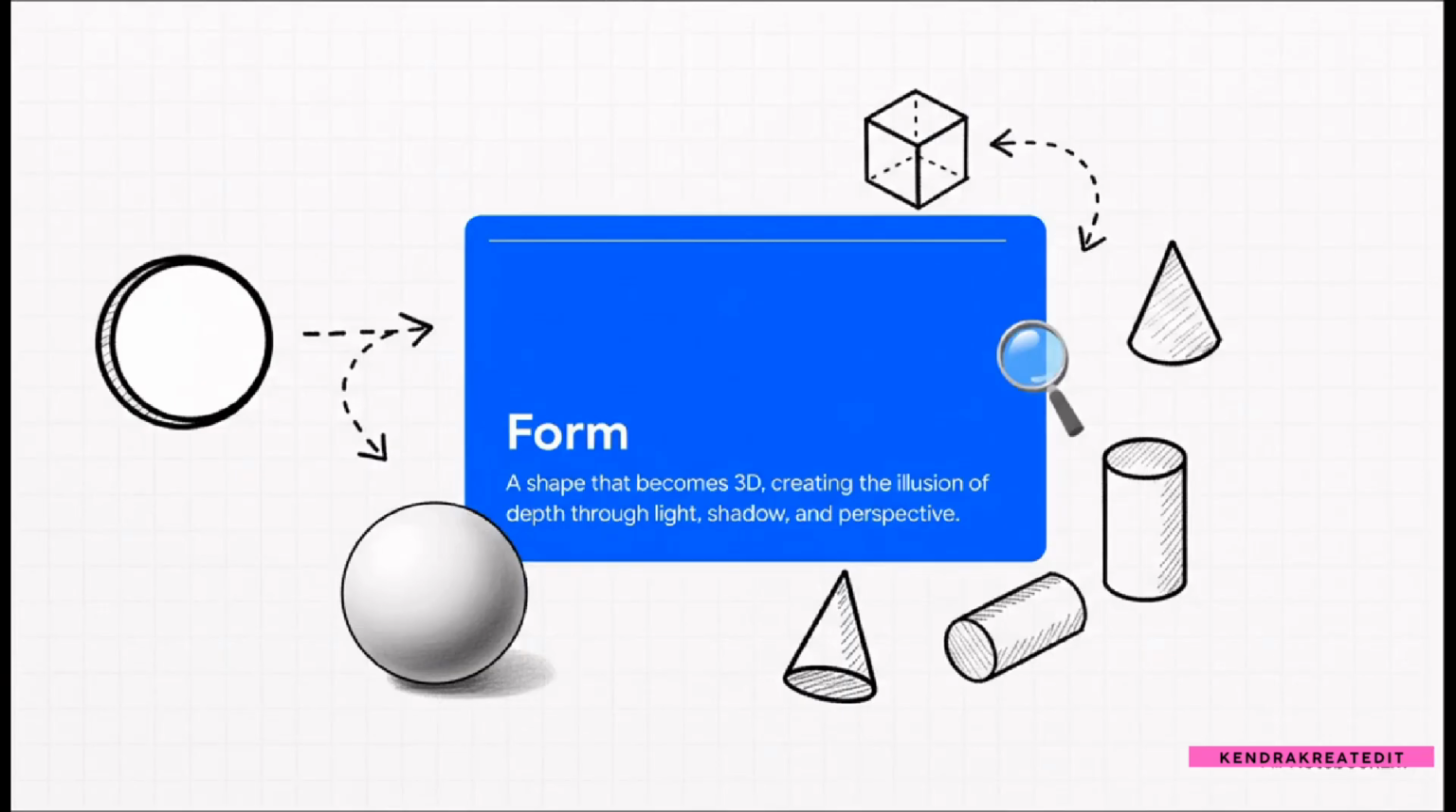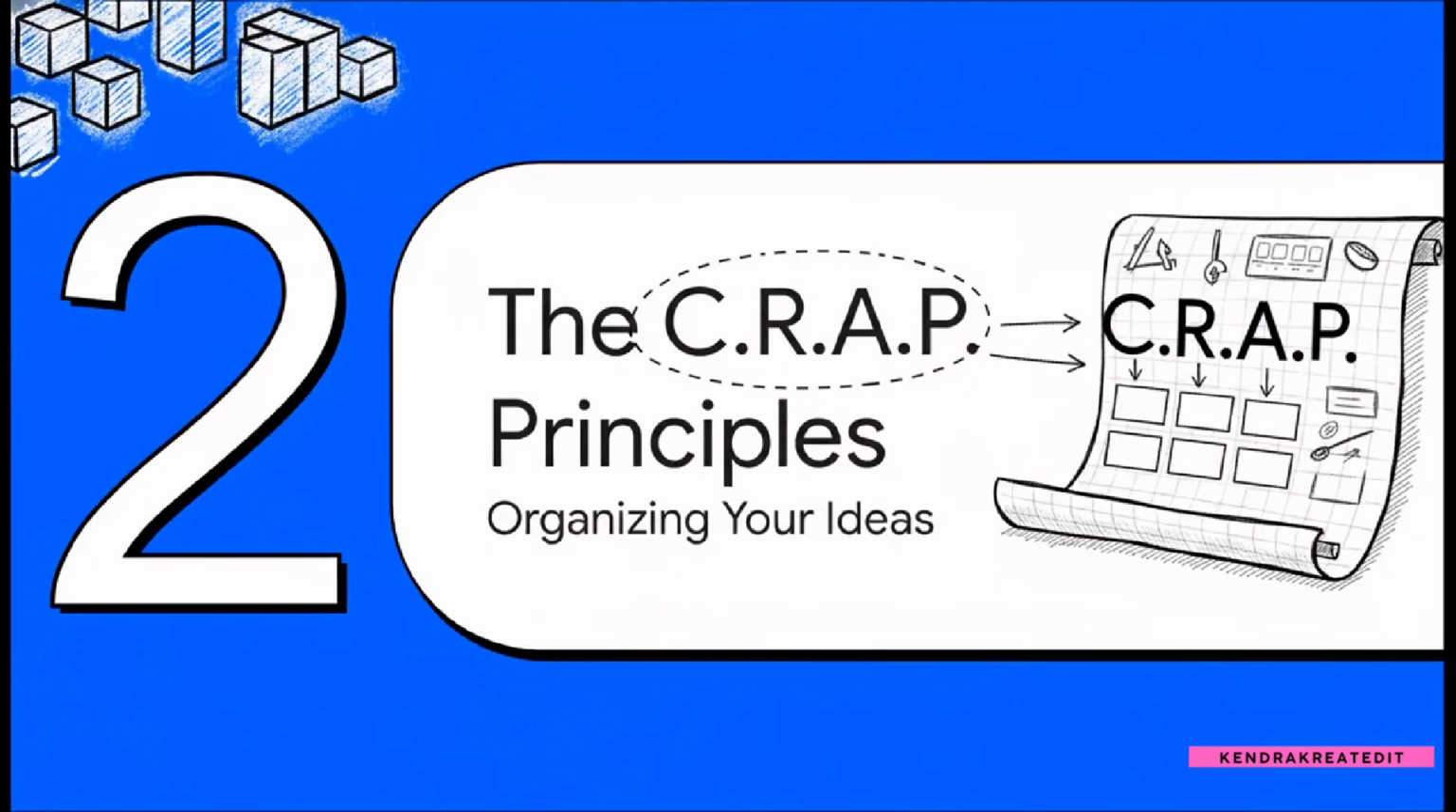Now we get to the fun part. This is where things start to feel real. Form is what takes a flat, two-dimensional shape and gives it the illusion of depth. You know, with just a little bit of light and shadow, a simple circle suddenly becomes a sphere. It gives an object a sense of place in the world and brings that little touch of realism to a flat screen.